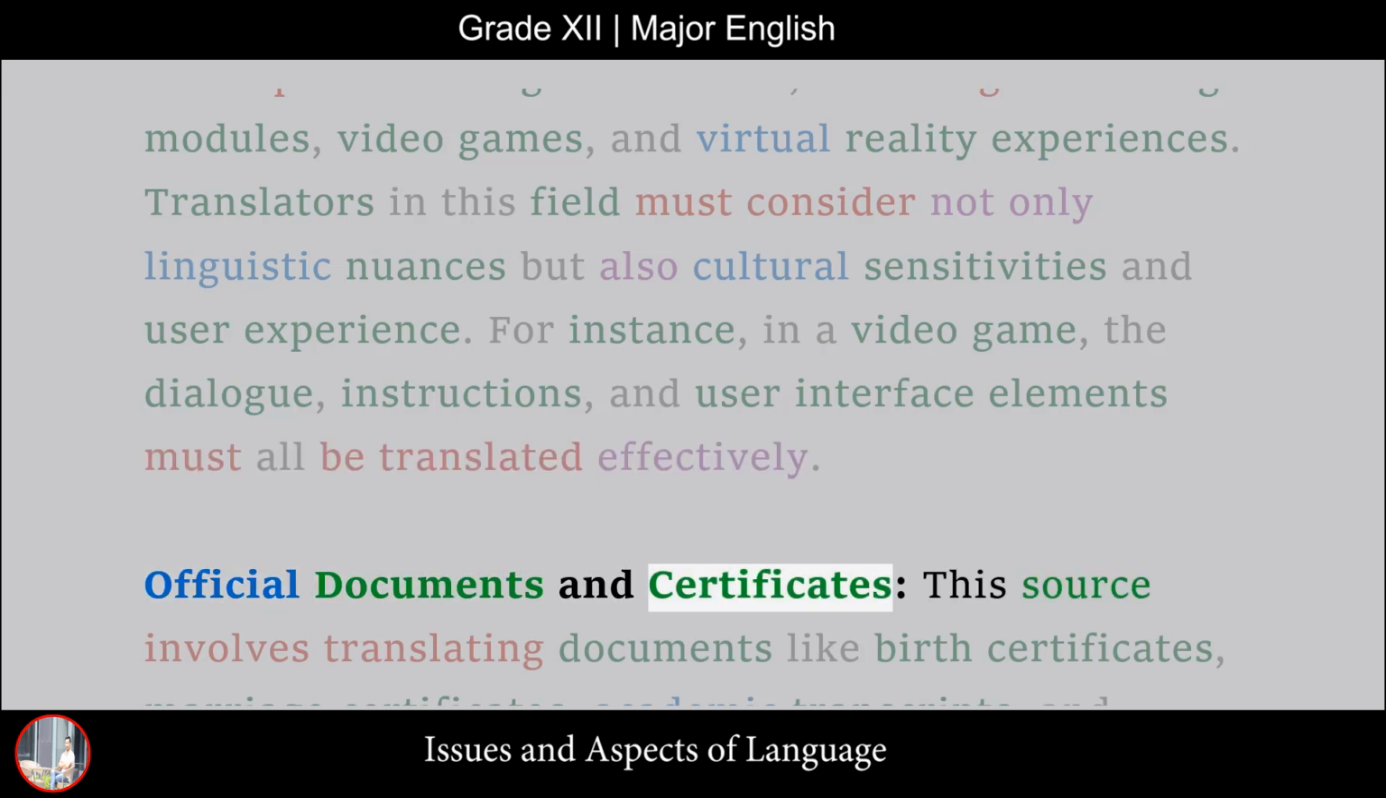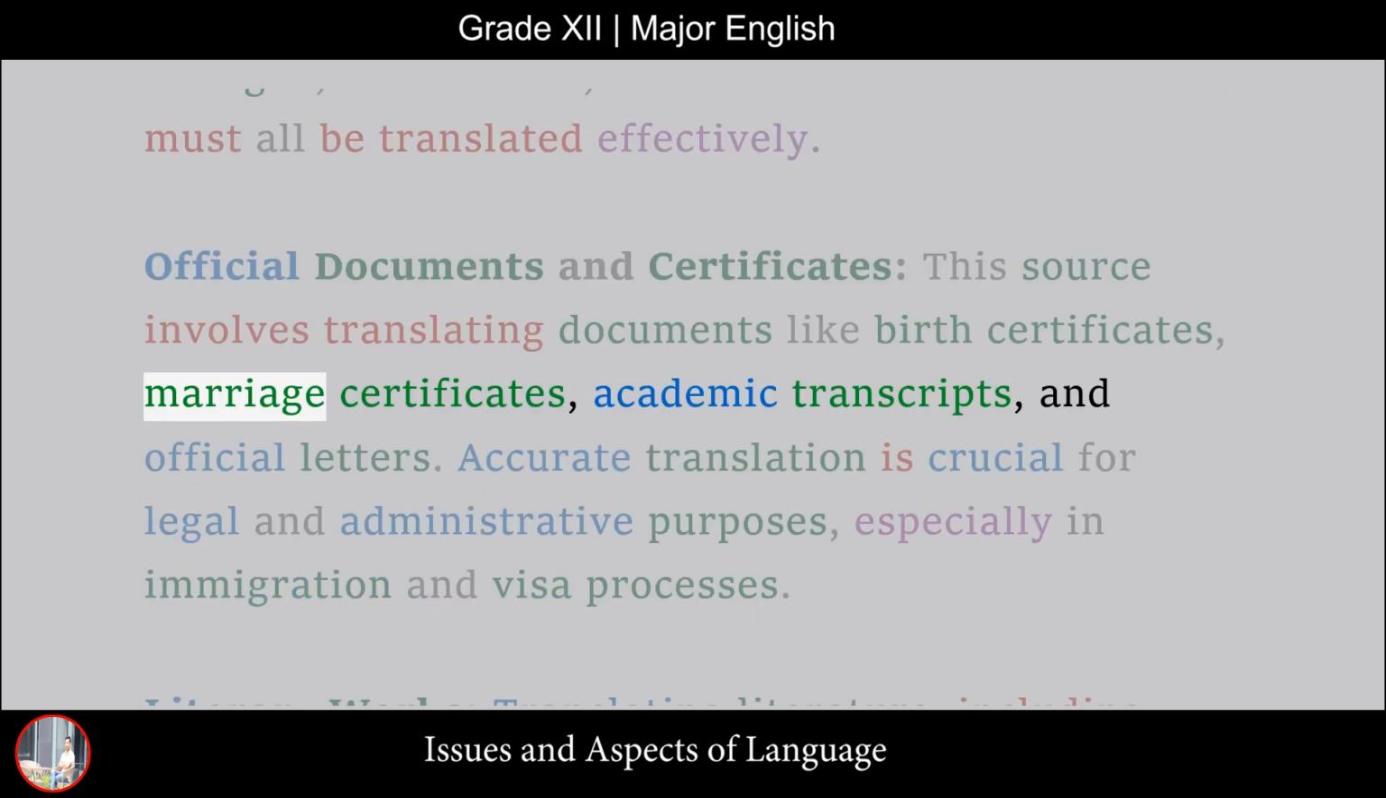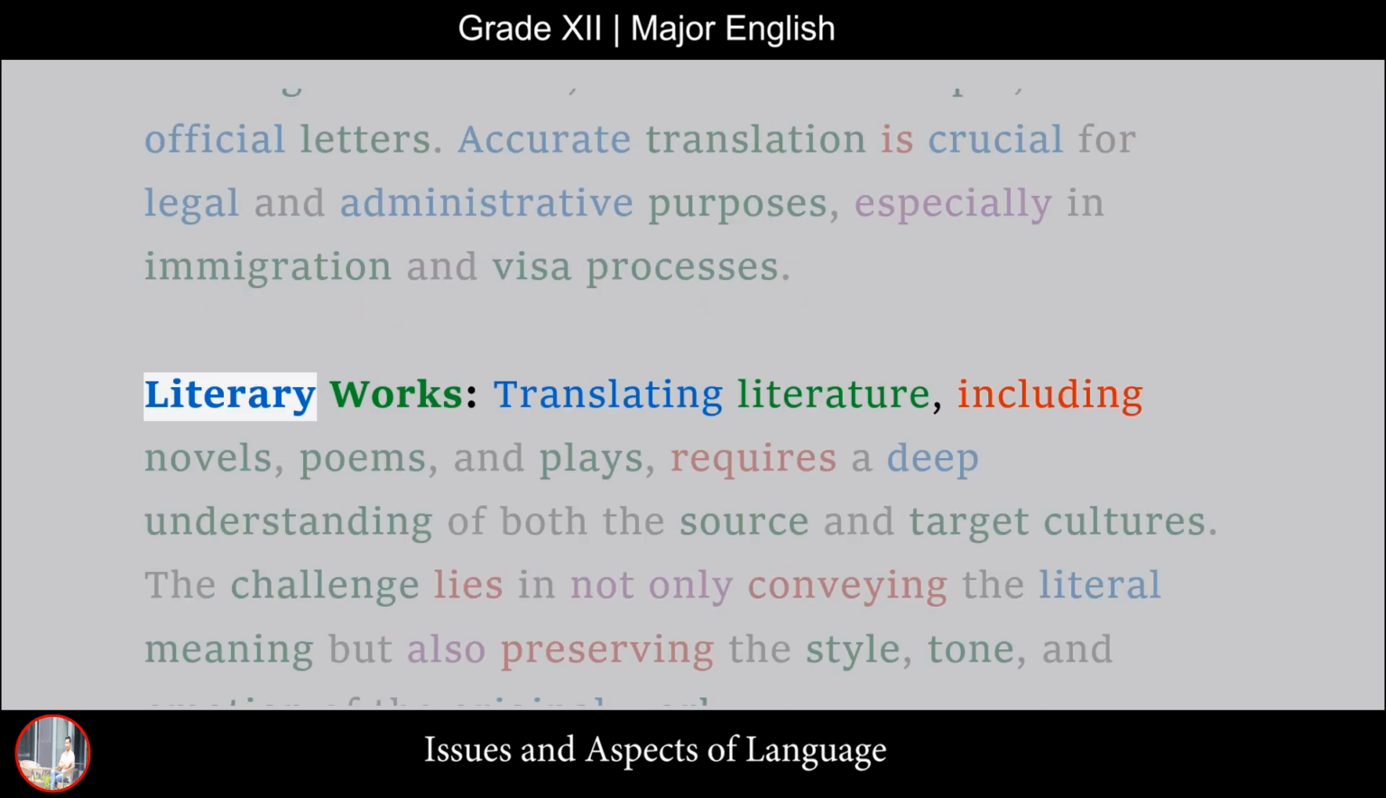Official documents and certificates: this source involves translating documents like birth certificates, marriage certificates, academic transcripts, and official letters. Accurate translation is crucial for legal and administrative purposes, especially in immigration and visa processes.